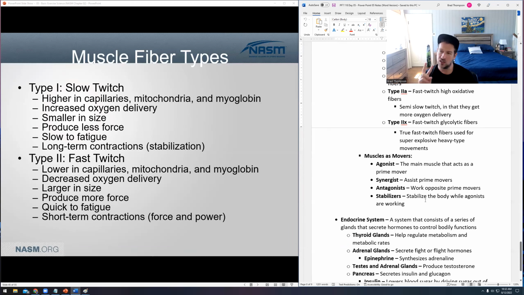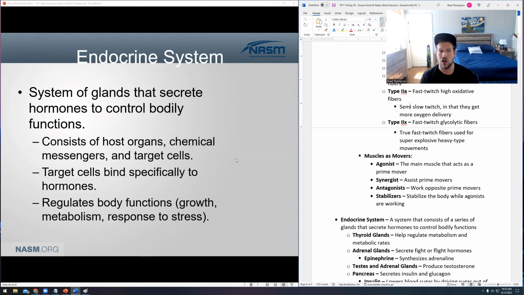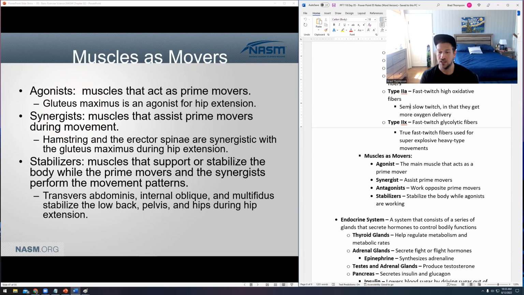And we're going to divide that into two different categories. You'll have the true, really, really explosive, heavy, strong muscle fibers. We call those your type 2X muscle fibers. Those are like true fast twitch. And then we'll have type 2A, which are like semi-fast twitch. They're really strong, but they also just have a little bit of endurance, right? Not a crazy amount, but some.